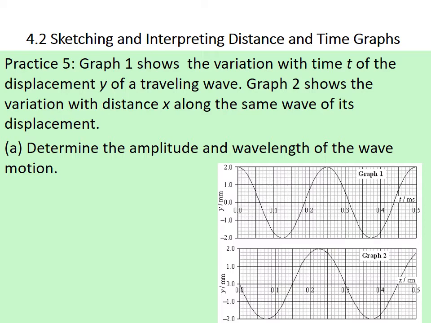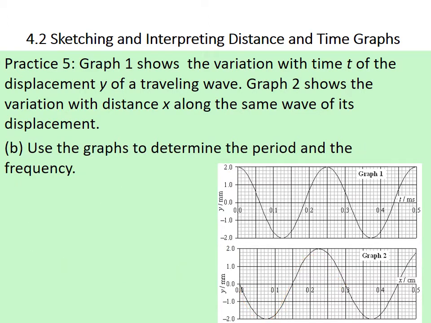So I can see if I sketch out one complete wave, the length of this wave is 0.3 centimeters. Now I can use either graph to determine the amplitude. Amplitude is the maximum displacement from equilibrium. So the amplitude can be measured here or here. I'll just use the magnitude of the amplitude. It is 2.0 millimeters.